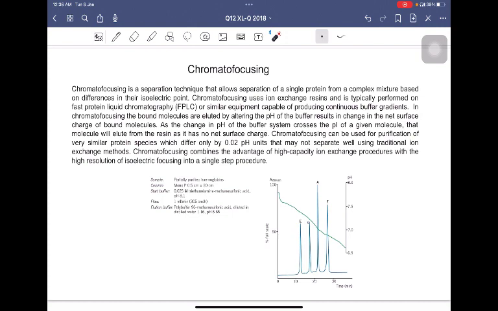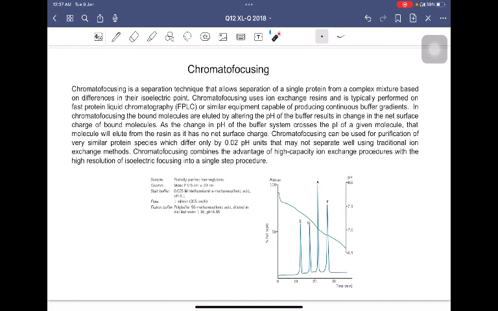In ion exchange, which we will talk about later, we also separate the proteins according to their net surface charge. So in a particular pH of buffer, whether the protein is positively charged or negatively charged.